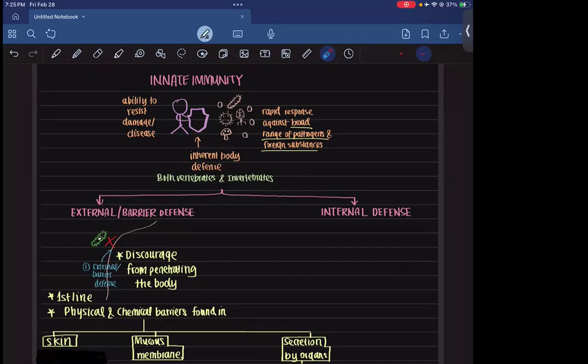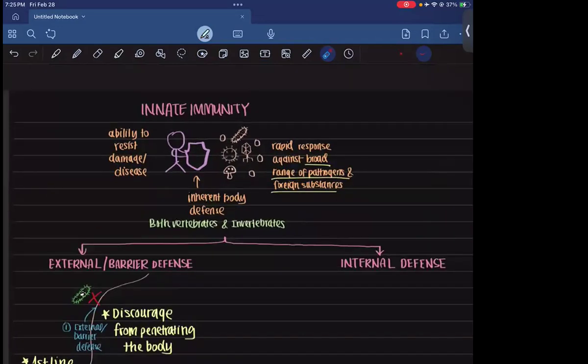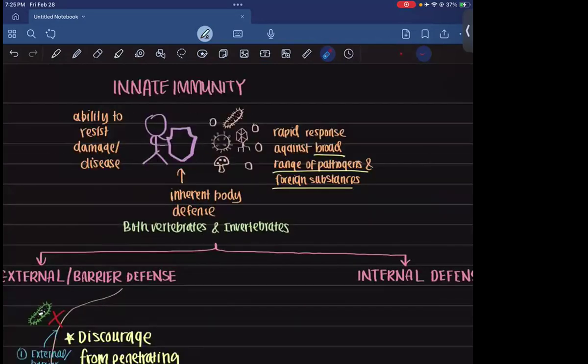Fine. So now we have to know what is innate immunity. To understand the definition, break the terms. These definitions in immunity are really, really long. The only way to understand is to break the entire definition into smaller terms, and then try to interpret it one by one. Then it will become much easier.